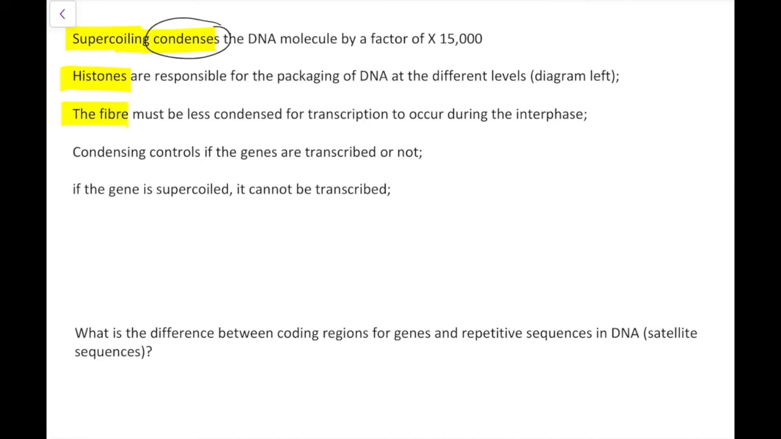So we said the histone proteins are responsible for packaging, and when we package it in, it's called chromatin, the histone proteins and the DNA. And that chromatin fiber must be less condensed for the use of DNA, for transcription to occur. And so how condensed it is controls if the genes are expressed or if they're transcribed.